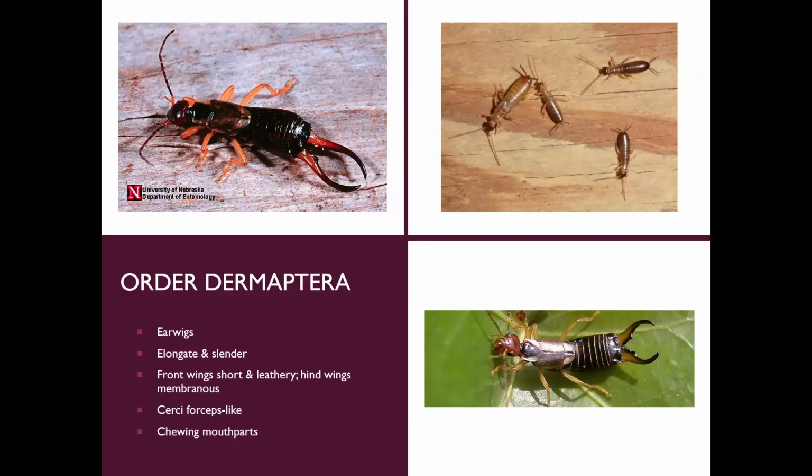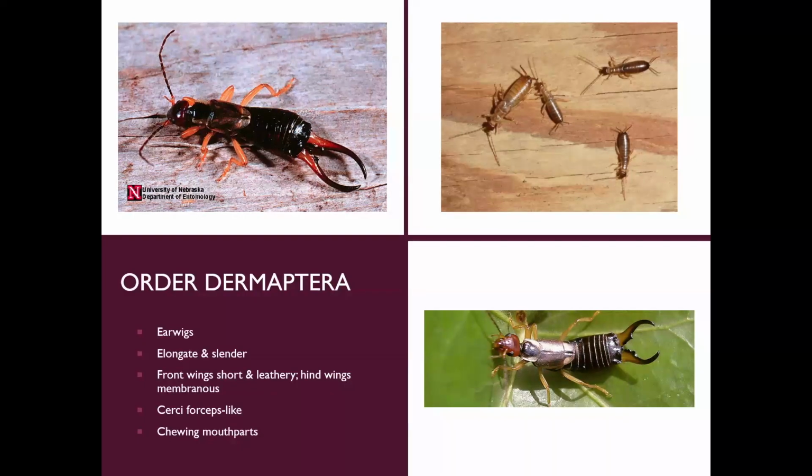Again, immatures, like you see in the upper right-hand corner, are going to look similar to the adults, but they don't have those fully developed wings. The big characteristic for earwigs are the cerci. Again, those are going to be those appendages that come off of the tip of the abdomen. And for earwigs, those are going to be hardened, and they're kind of like forceps.